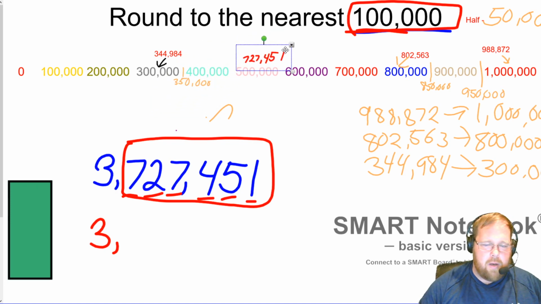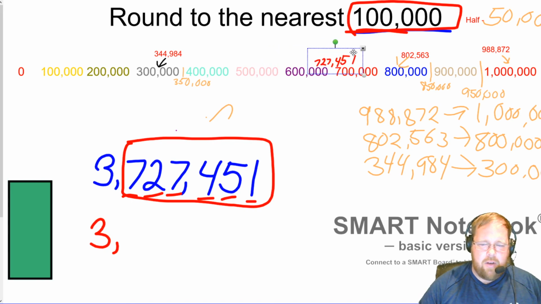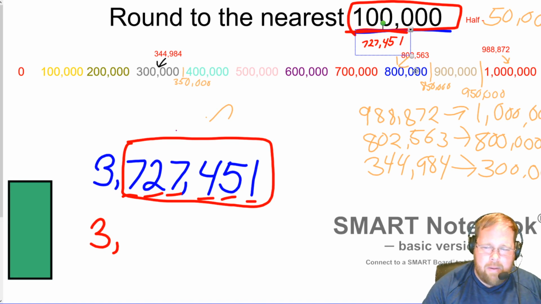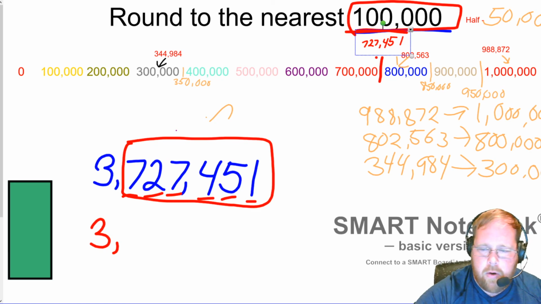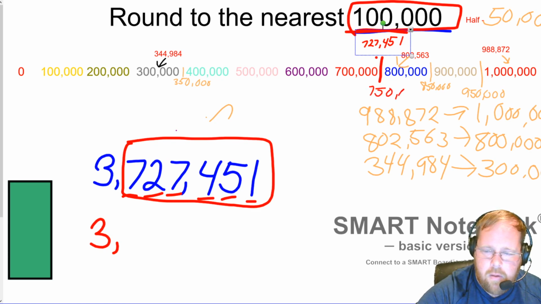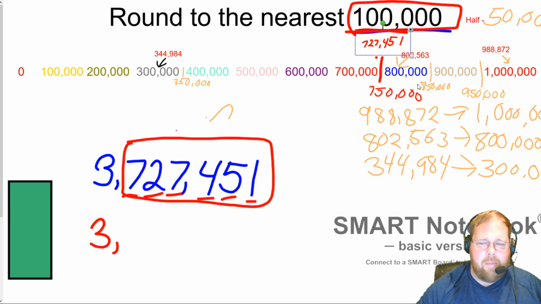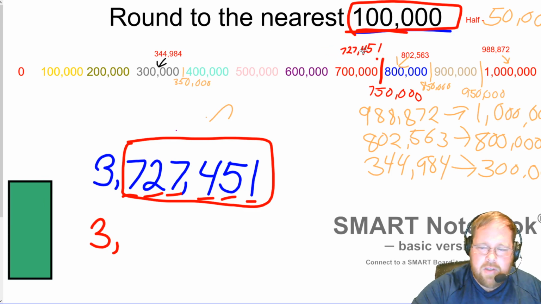727,451. It's going to be between 500,000, 600,000? No. Between 600,000, no. Yeah, baby. All right. So 750,000. Now you tell me, what side does it come on? 727,451. Does it come before 750,000 or after 750,000? If I said, would you rather have $727,451 or $750,000, you would all say 750,000 because this is more, which means that this number is less. So it comes on that side, so it rounds down.